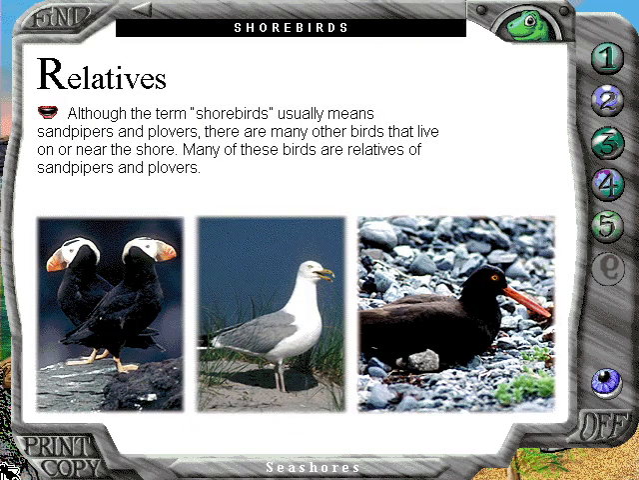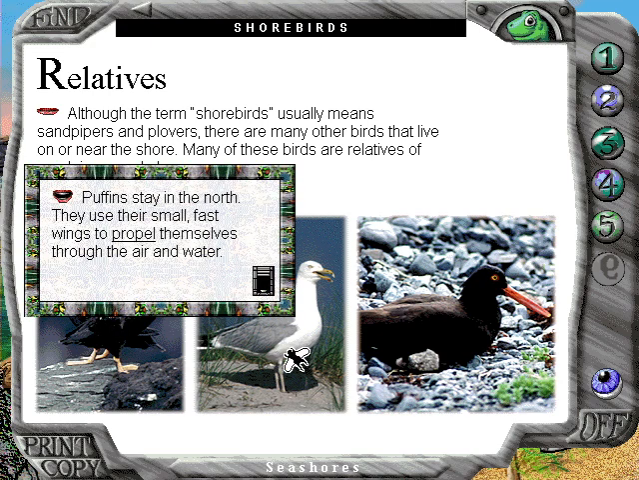Relatives. Although the term shorebirds usually means sandpipers and plovers, there are many other birds that live on or near the shore. Many of these birds are relatives of sandpipers and plovers. Puffins stay in the north. They use their small, fast wings to propel themselves through the air and water.